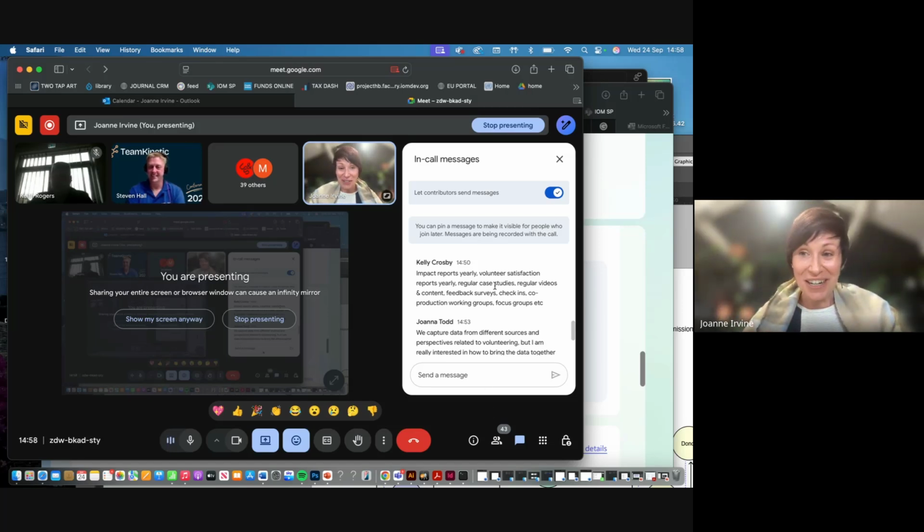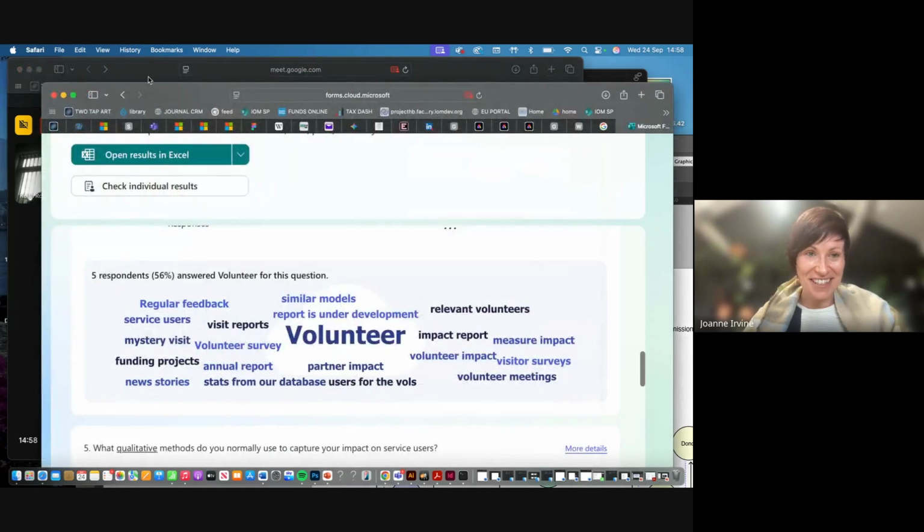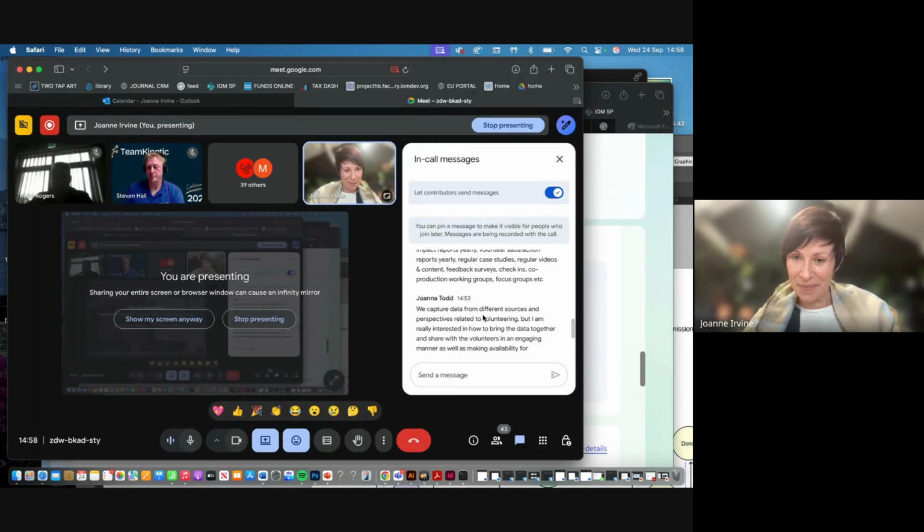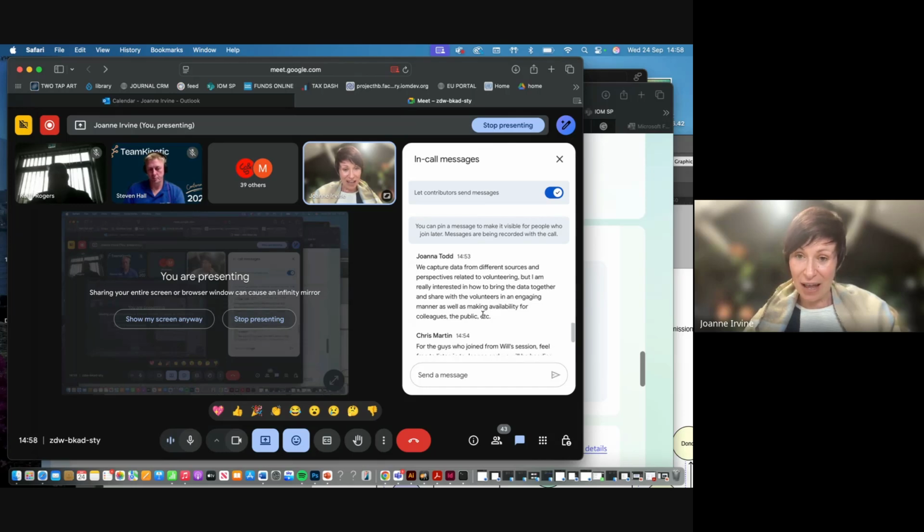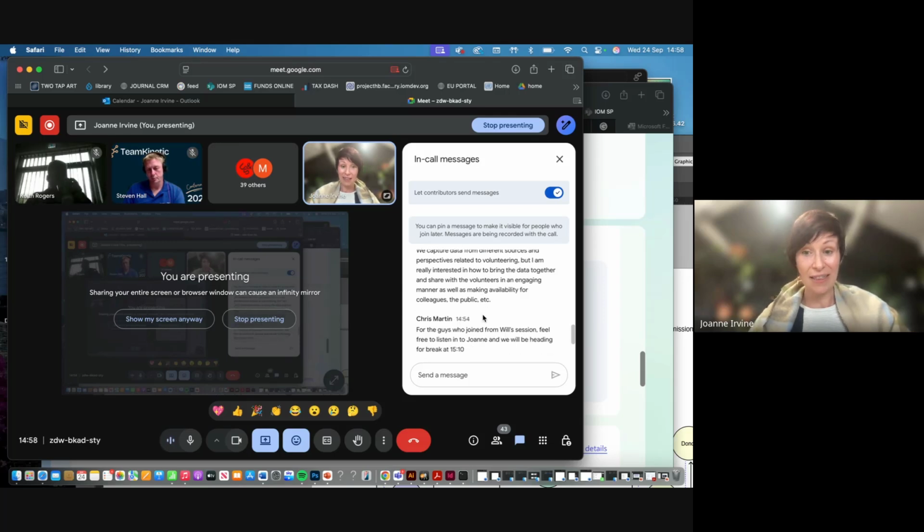I just want to check if anyone else wants to share. I see that Joanna Todd has shared that she captures data from different sources and is really interested in how to bring the data together and share it with volunteers.